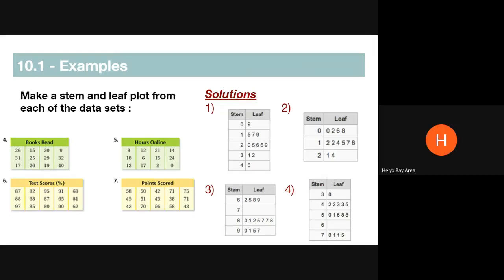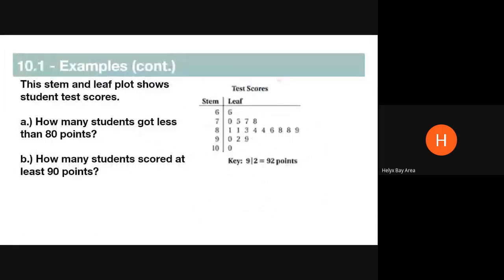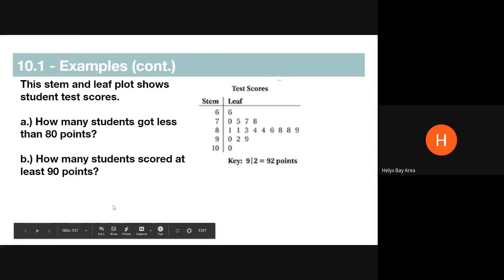Okay, I'm going to move on. Let's start to analyze and interpret stem and leaf plots. How many students got less than 80 points? Go ahead and try to figure that out. Five students? Yes. Do you understand why it's 5 students? Yes. Perfect. Who answered that? Tanmay.